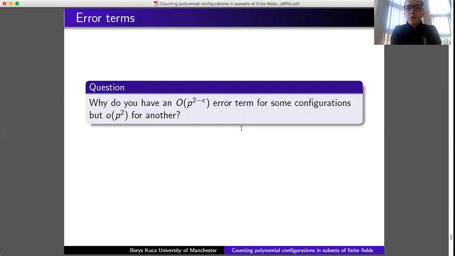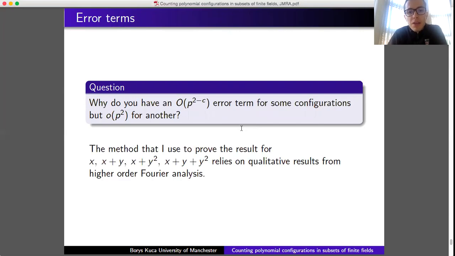And finally, you might also inquire more about the error terms. For some configurations, I had quantitative error terms of the form big O of P squared minus C. Whereas for other configurations, I had to do with qualitative error terms of the size little o of P squared. So why is that? The answer is that for different configurations, I'm using different methods. Unfortunately, for configurations like x plus y, x plus y squared, x plus y squared, I have to resort to results from higher order Fourier analysis, and these results are qualitative, meaning they don't give a quantitative error term, they just give a qualitative error term. And therefore, in my results, I have a qualitative error term.